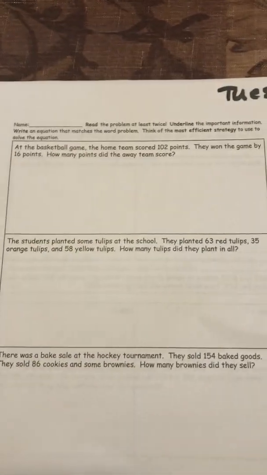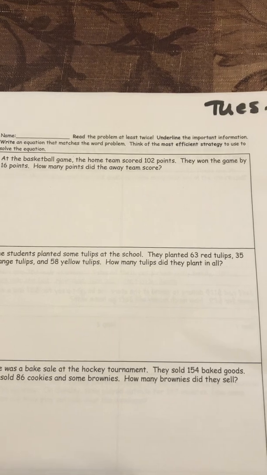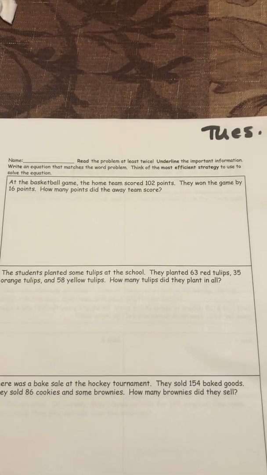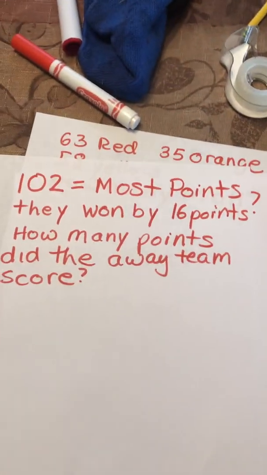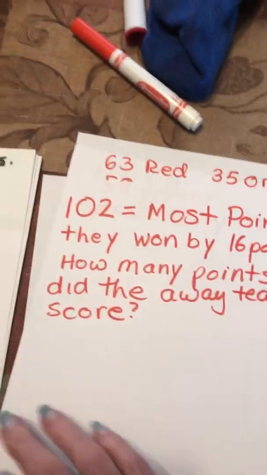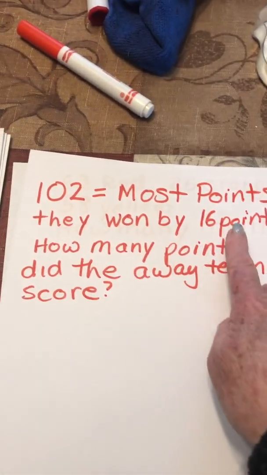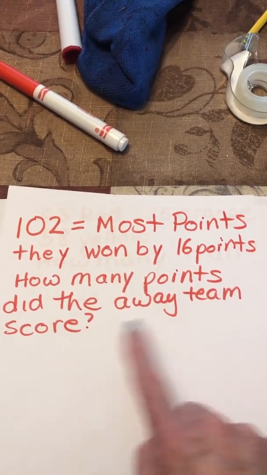So when we look at our Tuesday sheet, it says Tuesday up here. The first word problem is about a basketball game. At a basketball game, the home team scored 102 points. They won the game by 16 points. So the important point here is that 102 was the most points scored. They won by 16 points. The question being asked is how many points did the away team score?